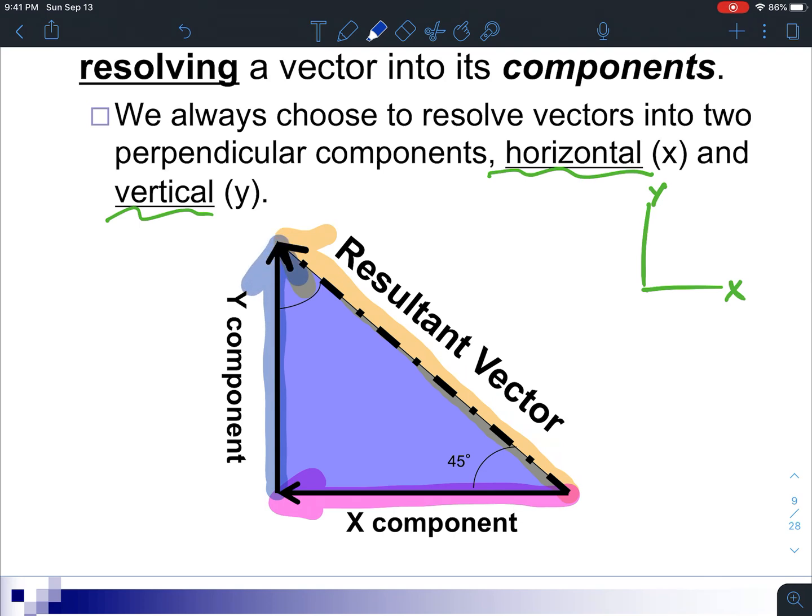Notice that my components are head to tail, right? So I started at the beginning of the resultant and I pointed towards the left, and then my next component was head to tail with that, pointed up, and I am ending at the tip of the resultant. So I'm still actually following the same rules as when I added. I'm just kind of doing it backwards.